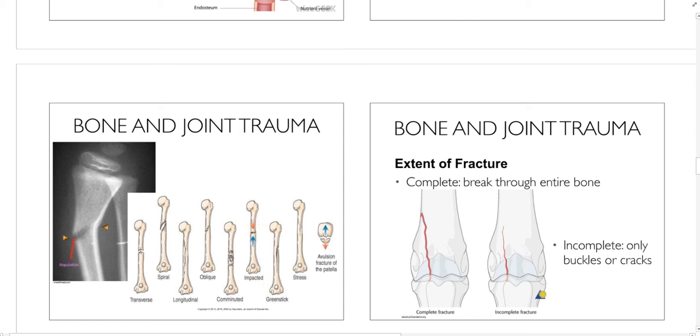Impact is where one side goes and runs into another, so someone jumps off a building and they try to land on their legs. That would be potentially an impacted fracture. Green stick is going to be common with children, and that's going to be where a section kind of splits off like a green stick would. A stress fracture is an incomplete fracture, but it's the start of one. And then an avulsion is going to be more specific to the patella, where we have a piece broken off like this.